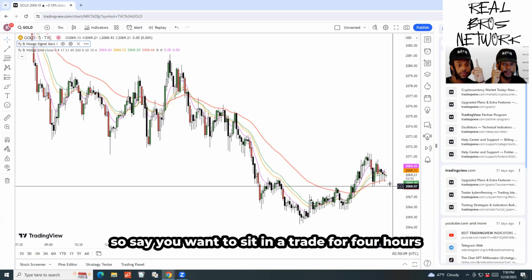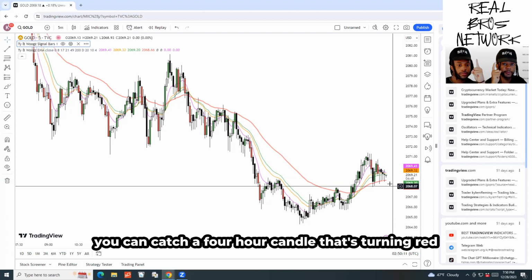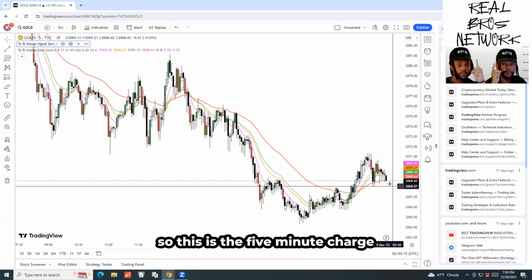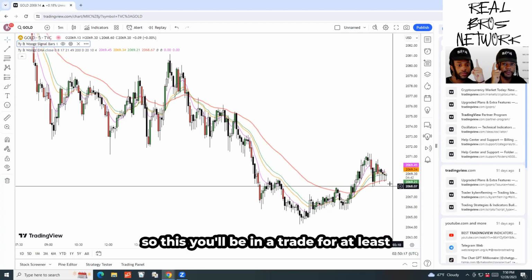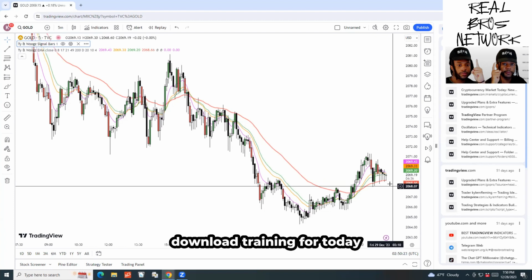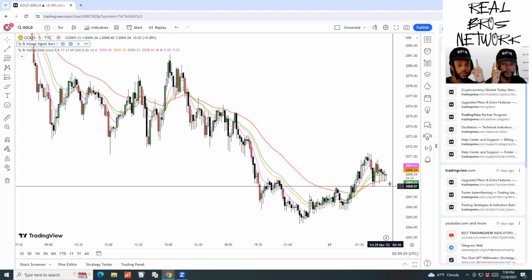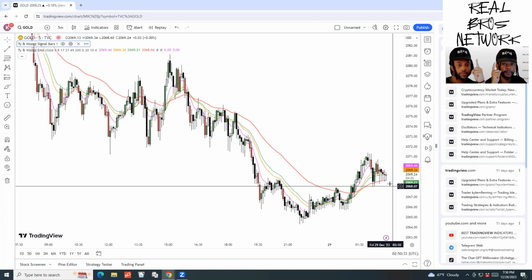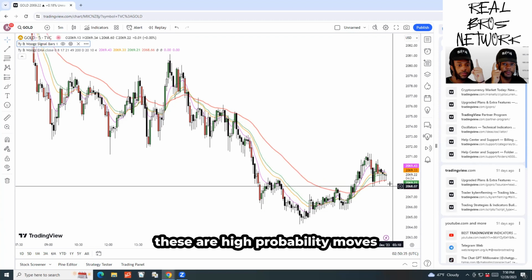So say you want to sit in a trade for 4 hours, you can catch a 4 hour candle that's turning red and just exit after 4 hours. So this is the 5 minute chart. You'll be in a trade for at least 15 to 30 minutes, and then you're done with trading for the day. You can make a lot of money in these small moves because you don't need a big move. You just need a high probability move, and these are all high probability moves.